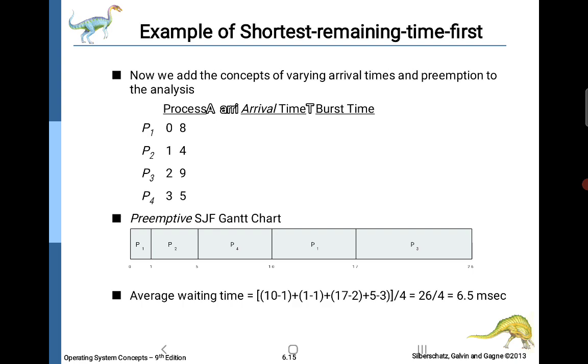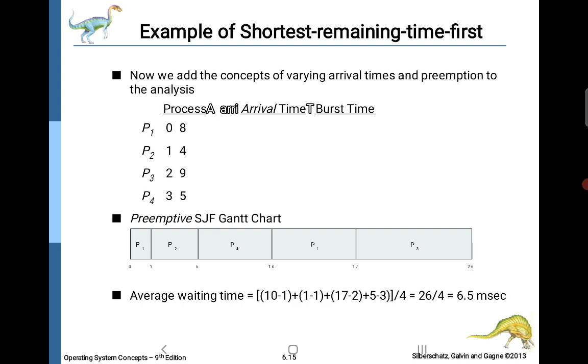Now, P1 has been executed for 1 time unit and it needs 8 time units. That means 7 time units are left. Remaining time for P1 is 7, where the time P2 needs is 4, which is less than 7, definitely. So P1 will be forced out of the CPU and P2 will be allowed to run.